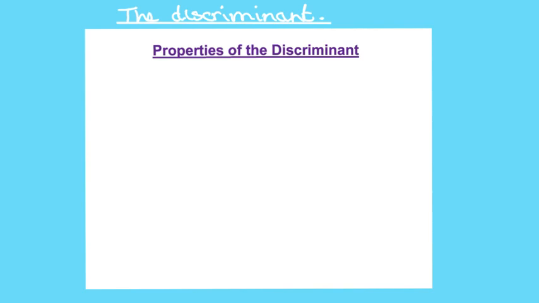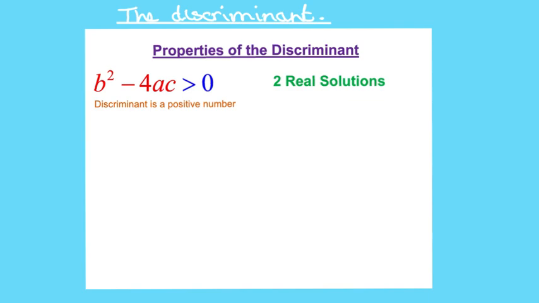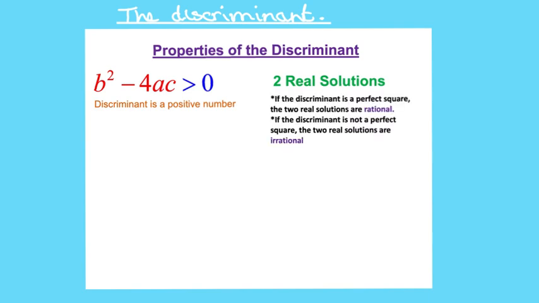Properties of the discriminant. If b squared minus 4ac is greater than 0, or the discriminant is a positive number, you will have two real solutions. If the discriminant is a perfect square, the two solutions are rational. If the discriminant is not a perfect square, the two real solutions are irrational.